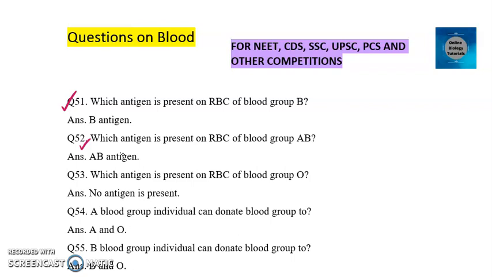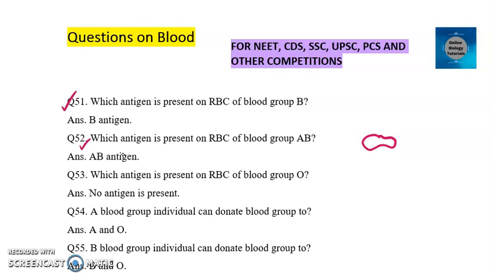So the logic is, if the person has a particular blood group, suppose it is A, then the antigen would be A. If it is B, the same antigen would be there. If it is AB, both the antigens will be there. If the blood group is O, that means no antigen.